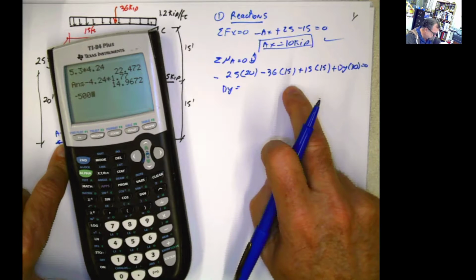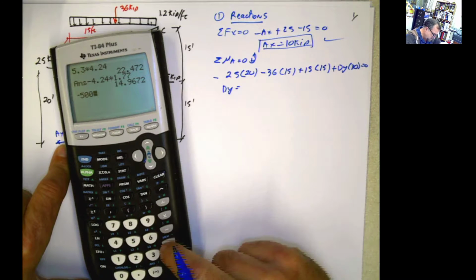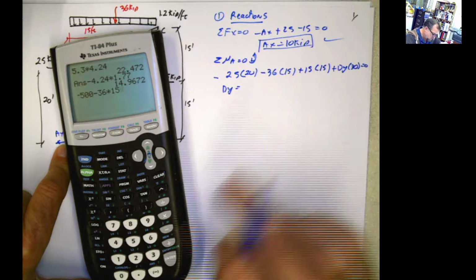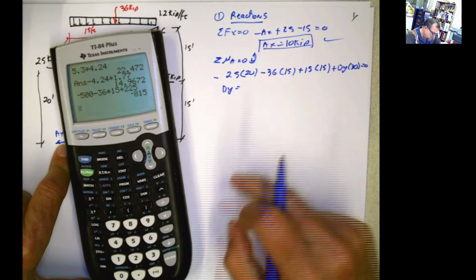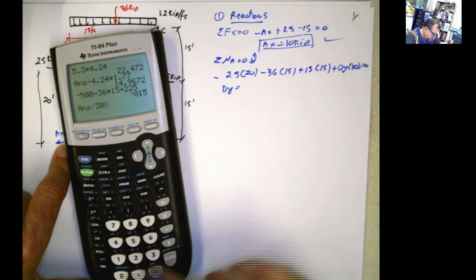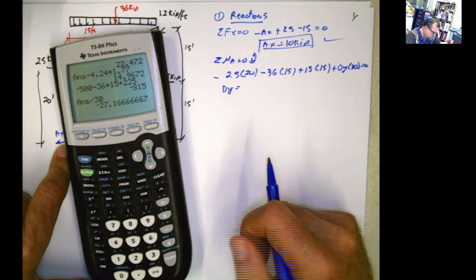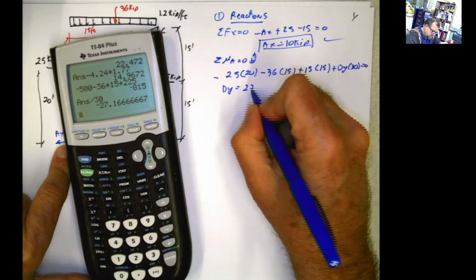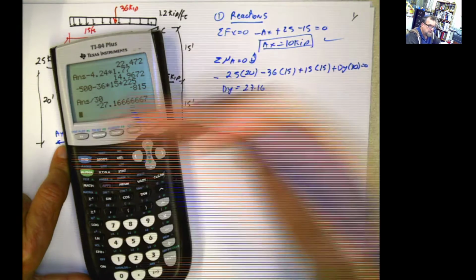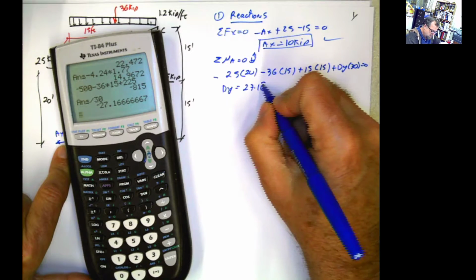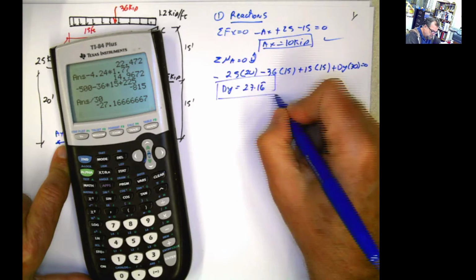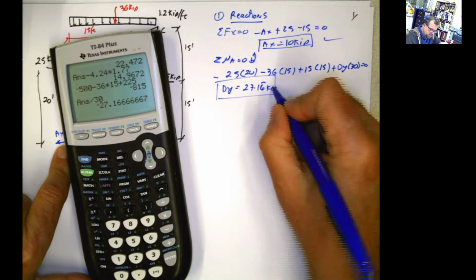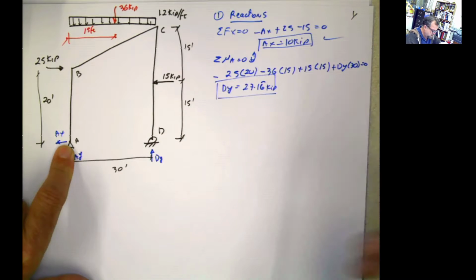500 minus 36 times 15 plus 225, 815 divided by 30, 27.16. Right, it's negative, but remember I have to pass it to the other side. 27.16 repeating kips. Done.